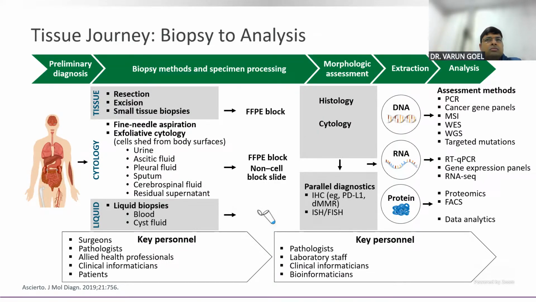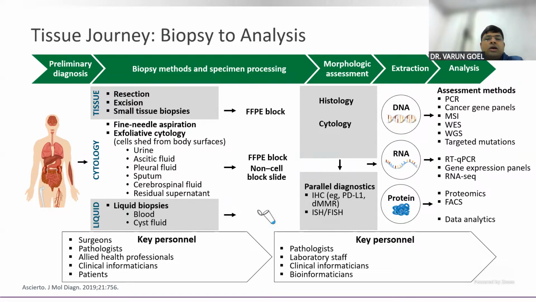Otherwise, nowadays, a recent advance in this area is that most centers now prefer liquid biopsy from blood via ctDNA, because many times patients refuse a repeat biopsy. If we do a tissue biopsy, then we have to prepare fresh frozen plasma, an FFPE block, and then go ahead with the histology and cytology. After histology confirmation, we can go for DNA extraction and then assess via NGS or PCR or cancer gene panels or some specific target mutation.